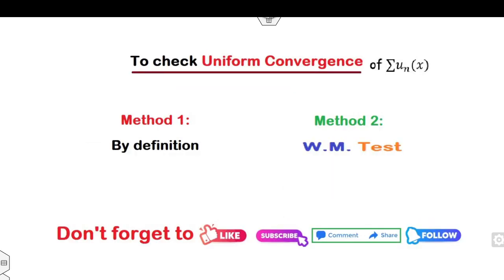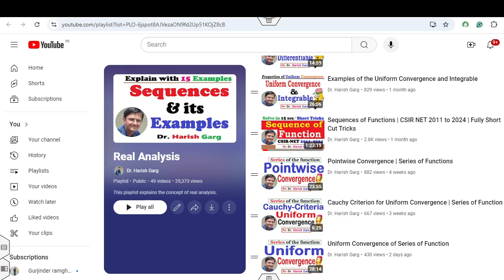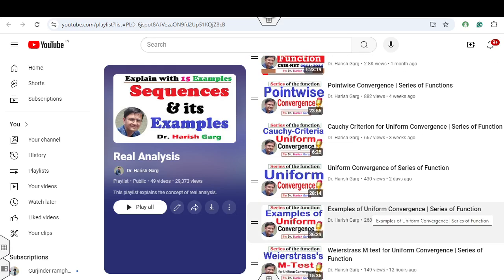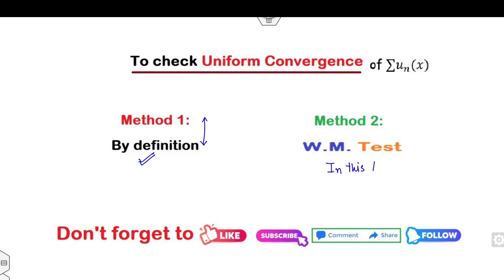Now, we have defined how you can check uniform convergence. We have discussed two different methods. The first method is by using the definition and the second method is by using the WM test. In this lecture, I will cover the WM test with various examples. For method 1, I already explained it in my lecture, examples of uniform convergence.